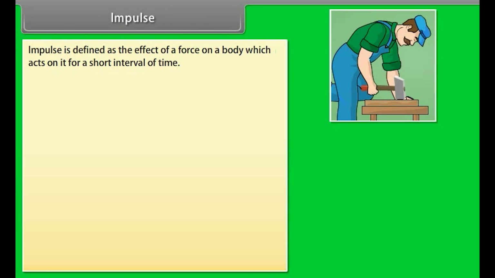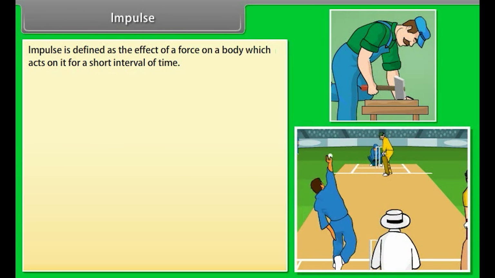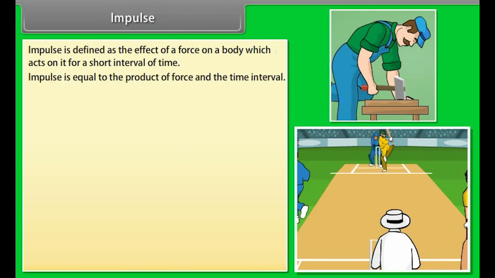Impulse. Impulse is defined as the effect of a force on a body which acts on it for a short interval of time. Impulse is equal to the product of force and the time interval. I is equal to F into t.